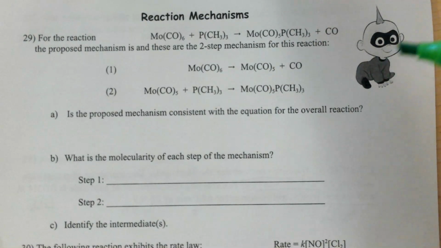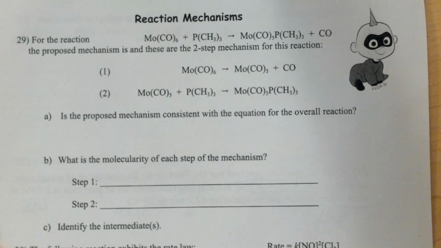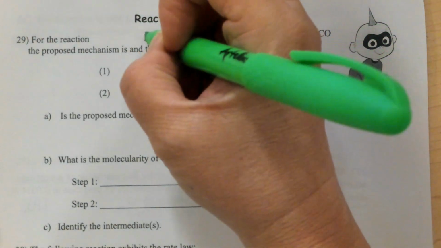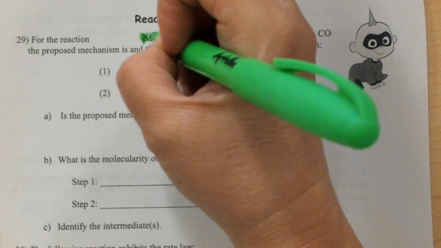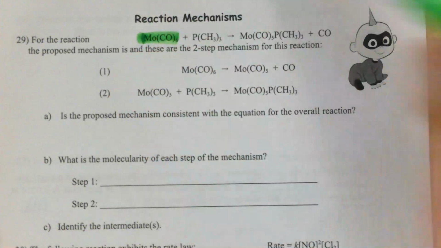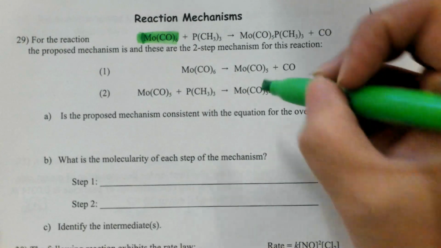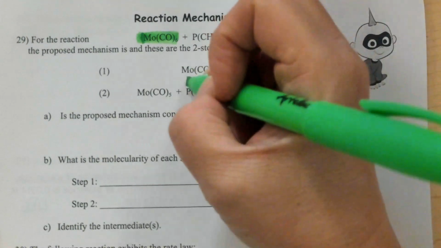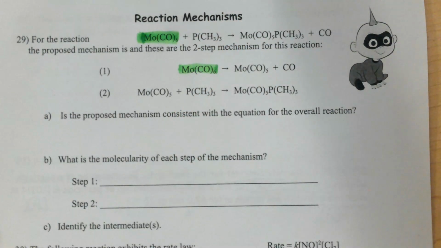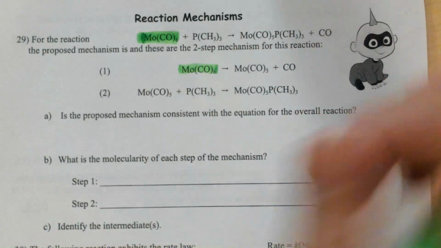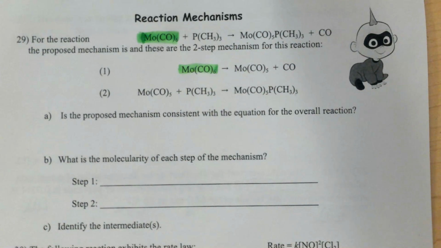The first question says, is this proposed mechanism consistent with the overall equation? So is it going to work? The first thing I would do is try this kind of Hess law-esque approach, looking at what I want in the end. I want MoCO6. Now that's not MoCO5. So I'm not looking at, oh, there it is, MoCO6, all right? These other ones, no, they are not what I'm looking for. MoCO6 is already on the reactant side. There's only one of them, so far that's working.